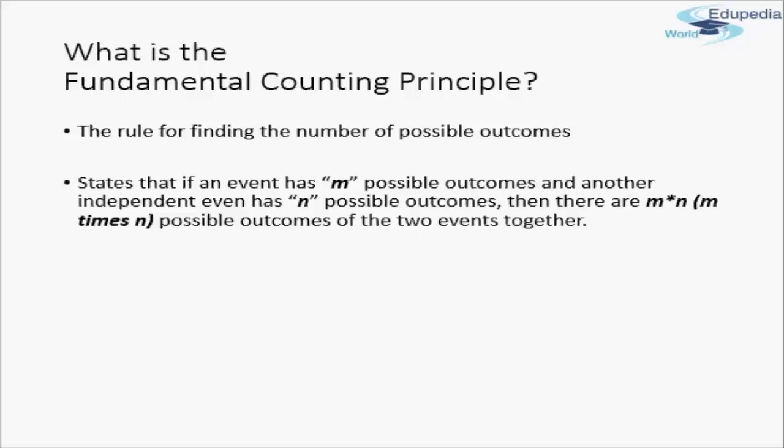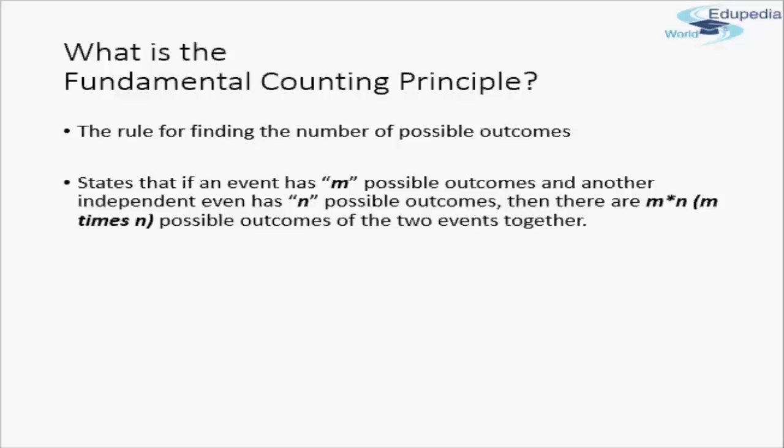So what is the fundamental counting principle? It is basically a rule for finding the number of possible outcomes. Let's say an event has m possible outcomes, and another independent event, not connected to the first event, has n possible outcomes. Then there are basically m multiplied by n possible outcomes of the two events together.